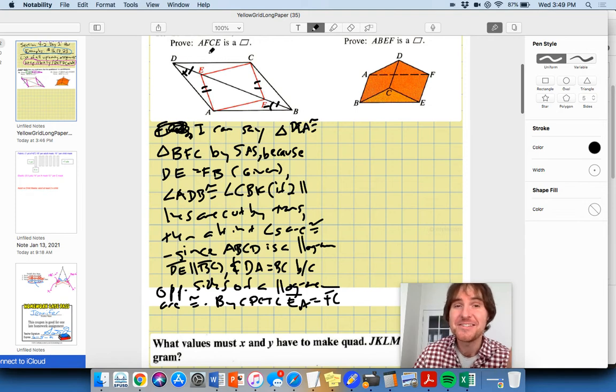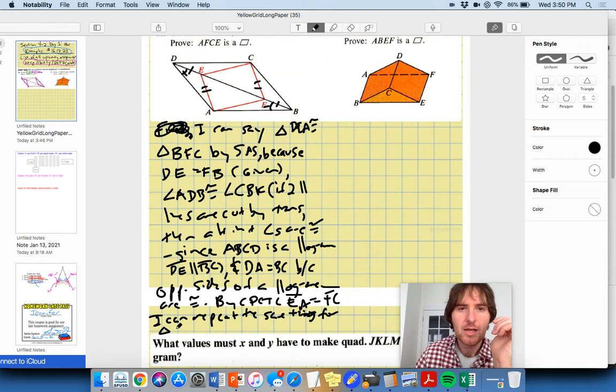Okay, and then I can repeat the same thing on top. Same kind of logic, with different part names, for triangle CED and triangle BFA. And then the key thing is CPCTC, EC equals EA.